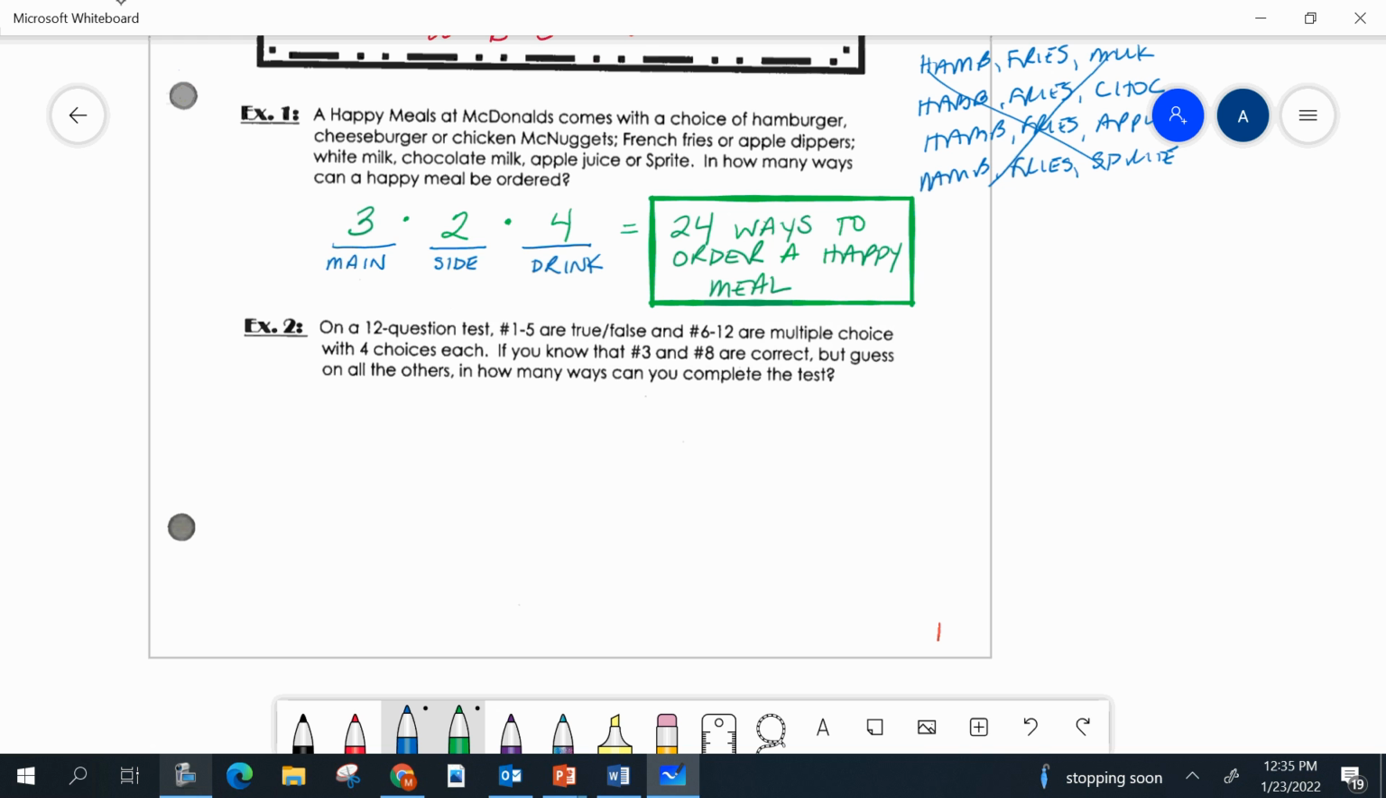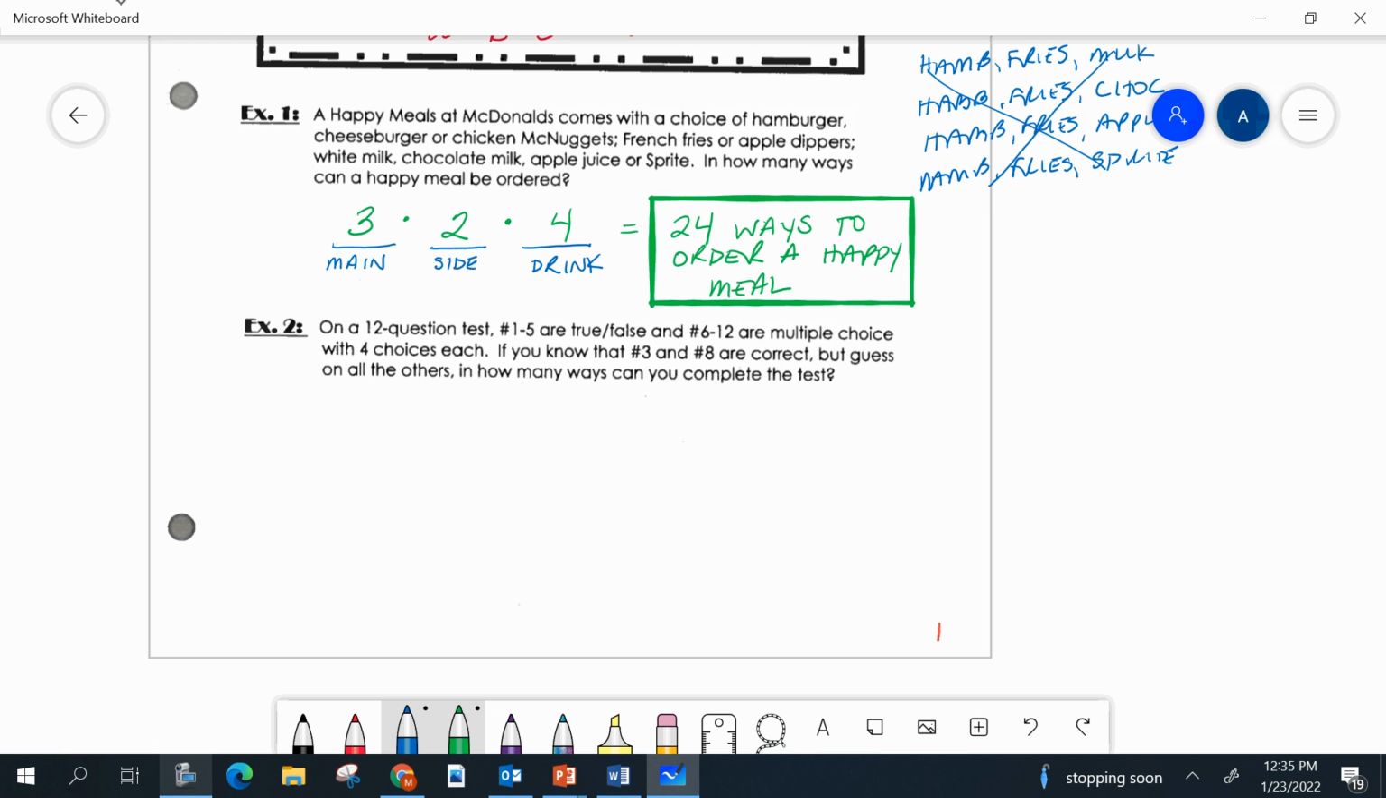All right, let's look at something a little bit more complicated. So on a 12-question test, numbers 1 through 5 are true, false. 6 through 12 are multiple choice, and each of those have 4 choices each. If you know that numbers 3 and 8 are correct, but guess on all the others, in how many ways can you complete the test?